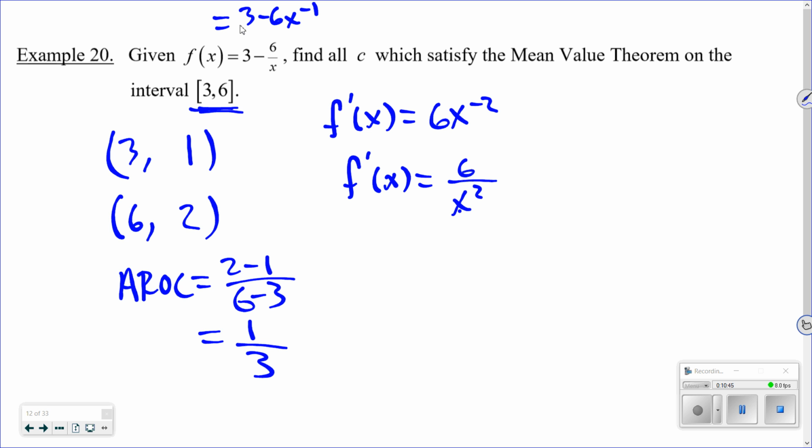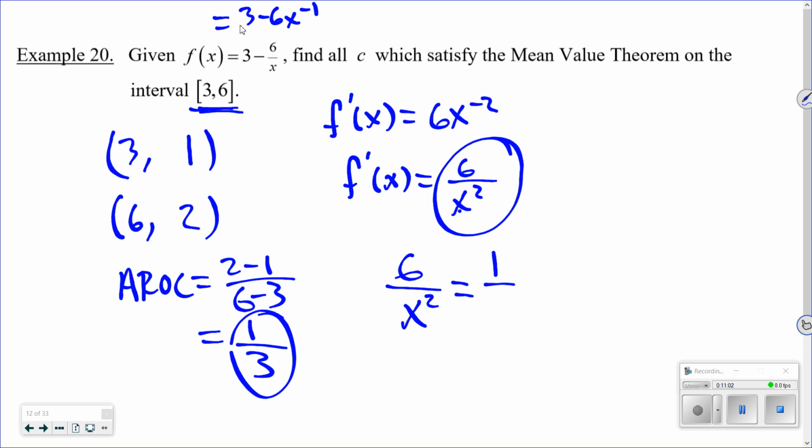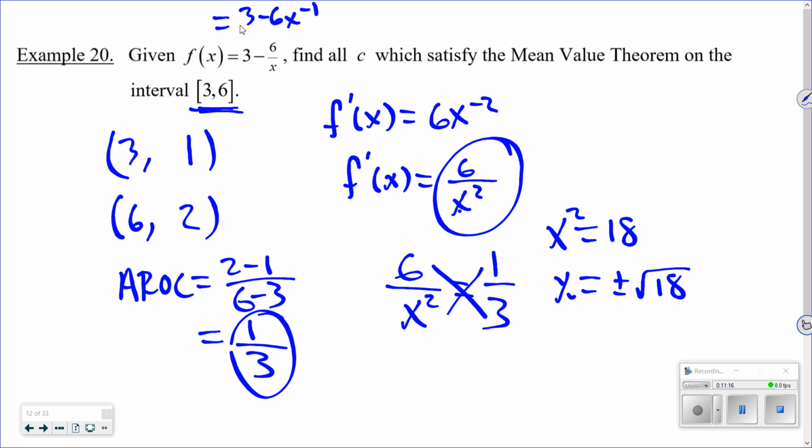Okay, what I'm trying to find is when the instant rate of change would equal the average rate of change. Well, the instant rate of change is given by the derivative. So I want to find out when the derivative is equal to the average rate of change. So I just need to solve that. You can actually just cross multiply on this one if you want to. So that would be x squared equals 18. Take the square root of both sides. So x equals plus or minus the square root of 18.